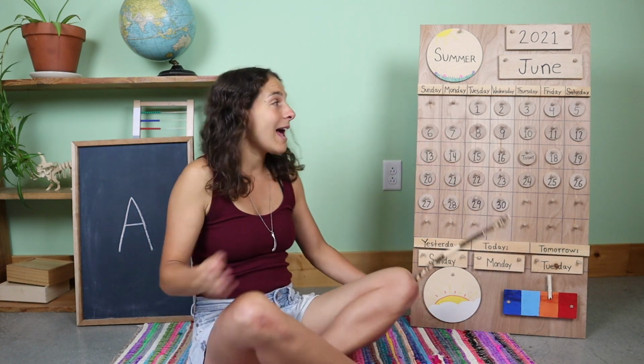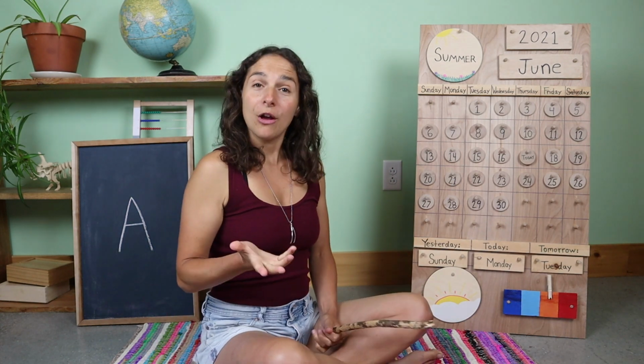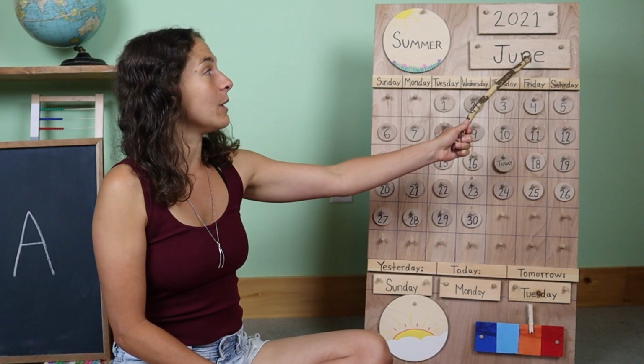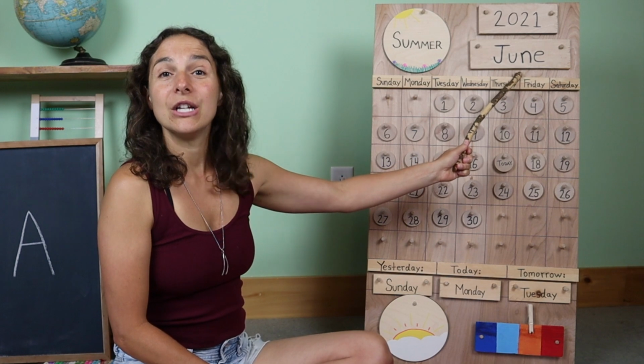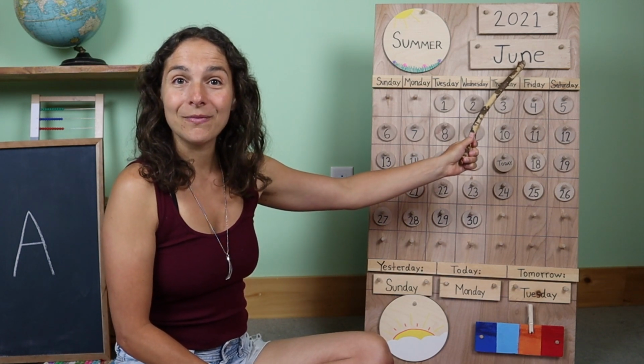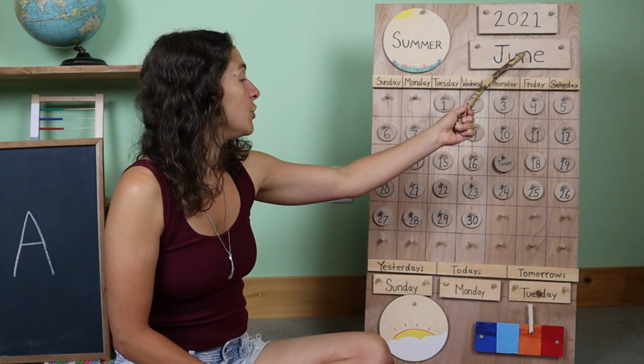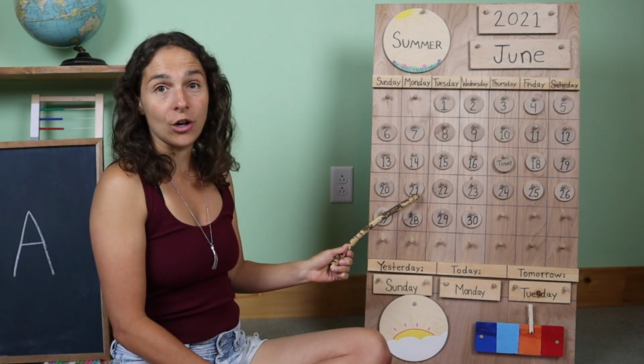Behind me, I have my calendar and weather chart. First, let's go over the date, and we're going to begin with the month, which is right up here. Do you know what the month is? June. Today is June 21st.